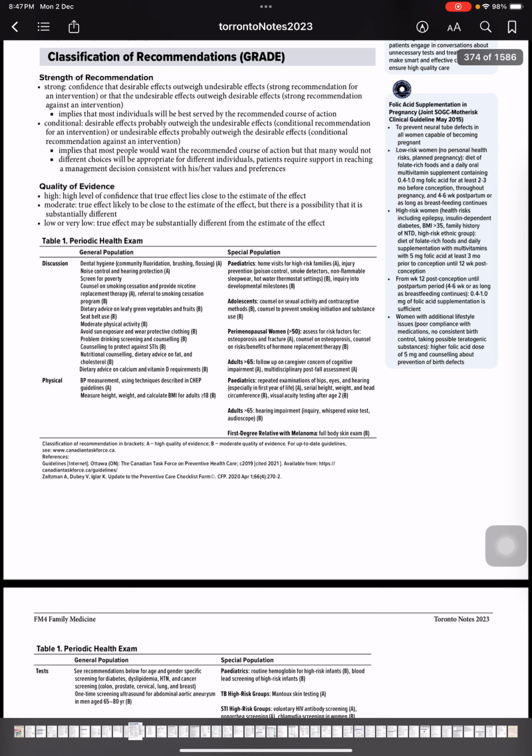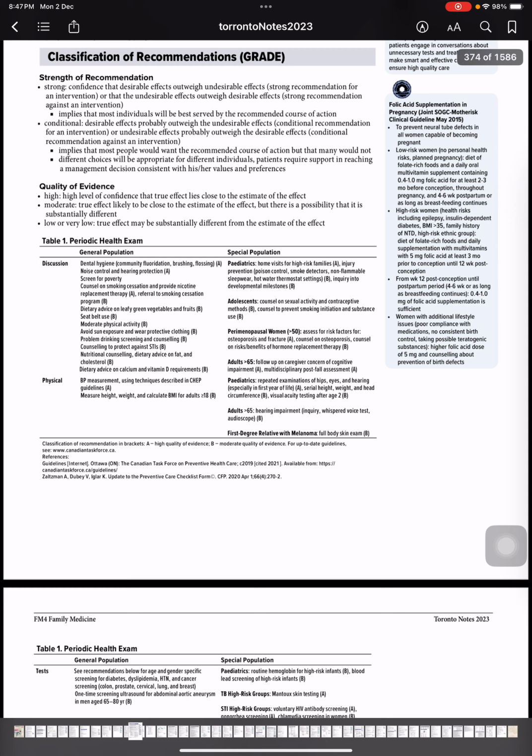Dietary advice on leafy green vegetables for everyone. Seatbelt use for everyone, specifically for children. Moderate physical activity, avoid sun exposure, and wear protective clothing. Problem drinking, screening and counseling. Counseling to protect against STIs in adolescents. Nutritional counseling, dietary advice on fat and cholesterol, dietary advice on calcium and vitamin D in the elderly. Okay, so now the special population related items.